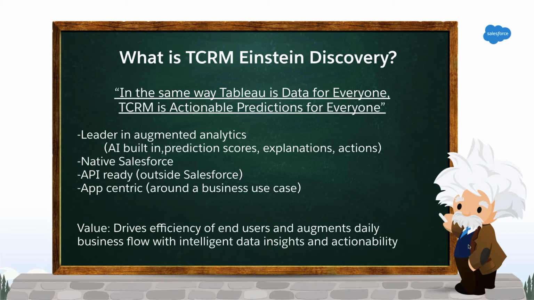through these predictions. It is native to Salesforce, meaning the platform itself, the data, the place where the model sits, everything is in Salesforce. It's API ready. You can take the predictions deployed and score any data outside, as long as you can connect to the API or send the information to the API. It is app centric. We build it around a business use case, and again, we will cover this in detail. And the value is pretty much this: driving the efficiency of the end users, augmenting the daily business flow that I deal with as an end user with intelligent insights that allow me to do my job much more efficiently and again contribute to that particular variable that we're trying to maximize or minimize.